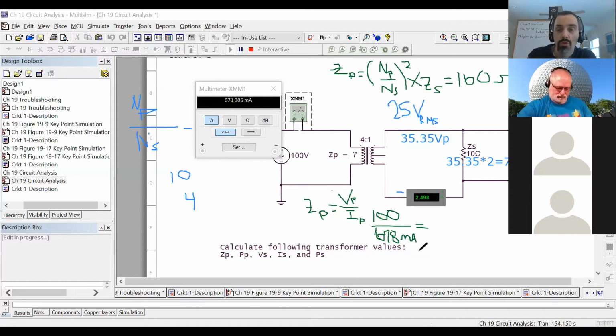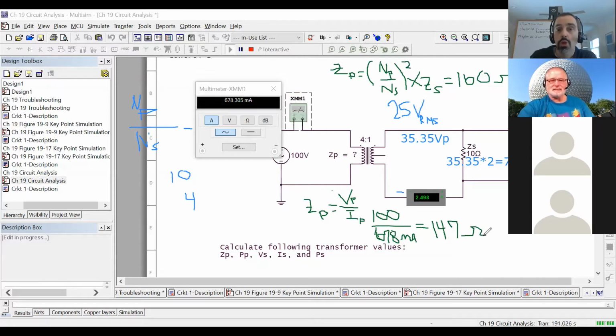$25. Nope. We're looking for ohms. So this is going to be voltage, 100 volts RMS, divided by 678 milliamps. 147. Okay. Yeah, 0.147. You're off because you forgot the mils. You forgot your mils. All right. Got it?